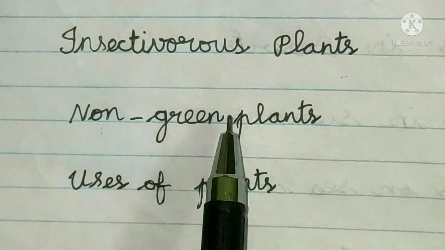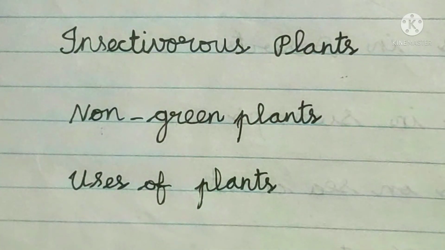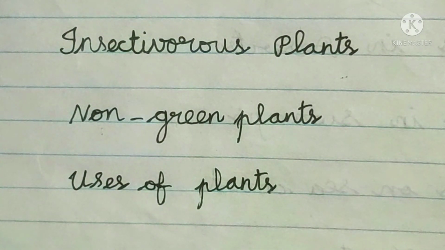Next, non-green plants. Some plants are non-green in color because they do not have chlorophyll. Plants such as Indian pipe and coral root are non-green plants. Plants that cannot make their own food and absorb nutrients from dead plants and animals are called saprophytic plants. Okay.